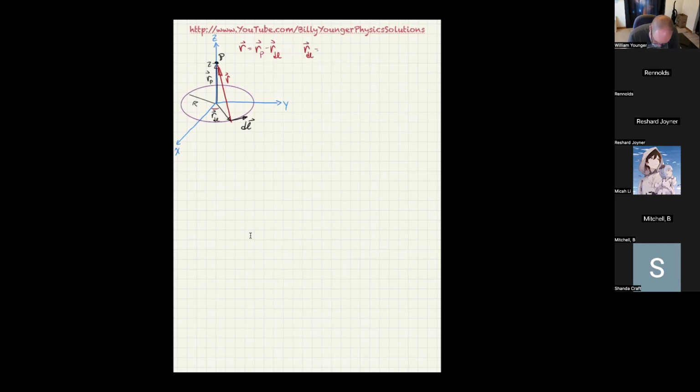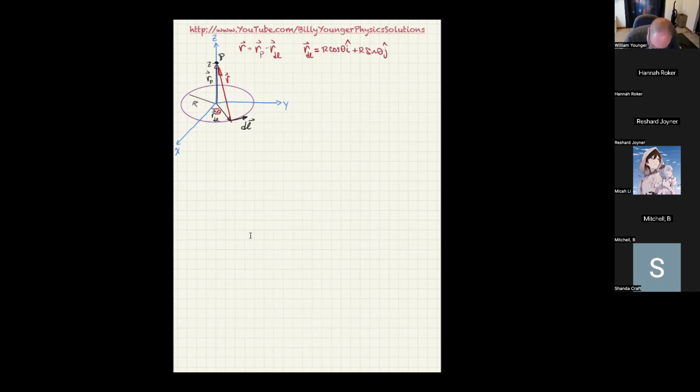I can call this angle theta. And then I think you would agree that the x component of RDL would be R cosine theta, so I'll put an i hat next to that. And the y component would be R sine theta, so I'll put a j hat next to that.